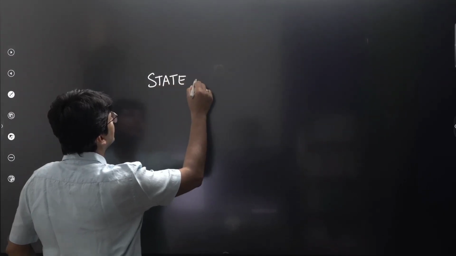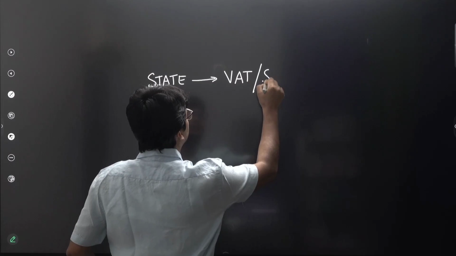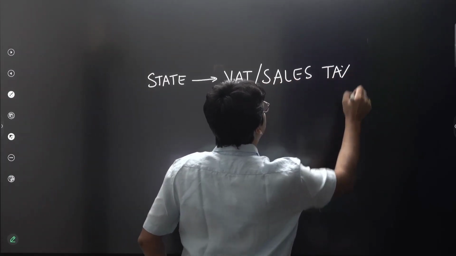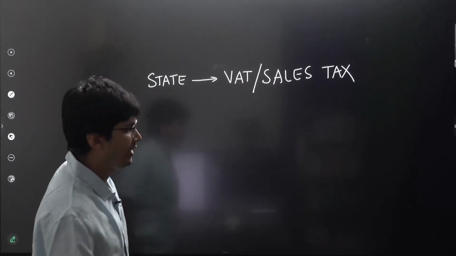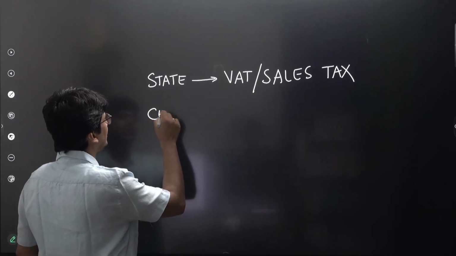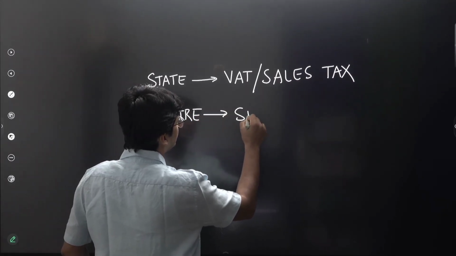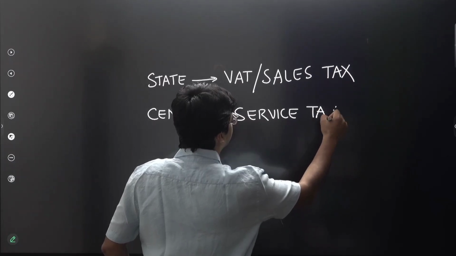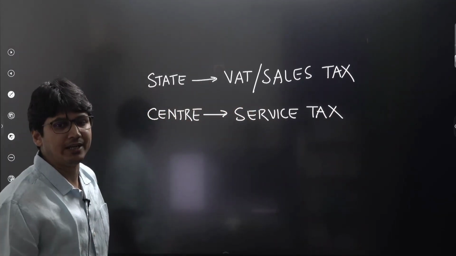Earlier, state had power to collect VAT and sales tax. ये power center को नहीं था. Center did not have this power to collect VAT or sales tax. Center earlier had power to collect service tax and then appropriate the proceeds with the states. But states did not have power to collect service tax.